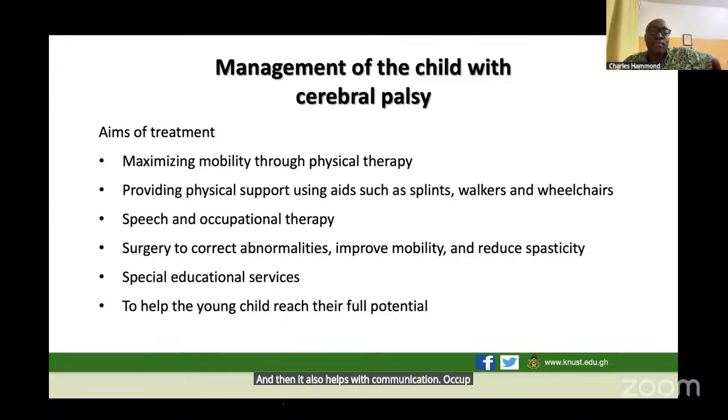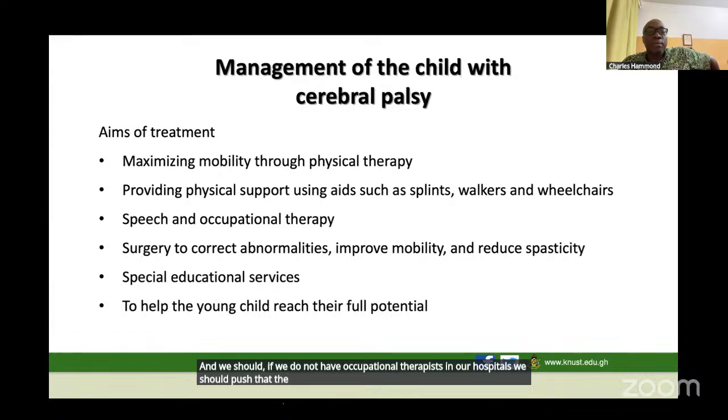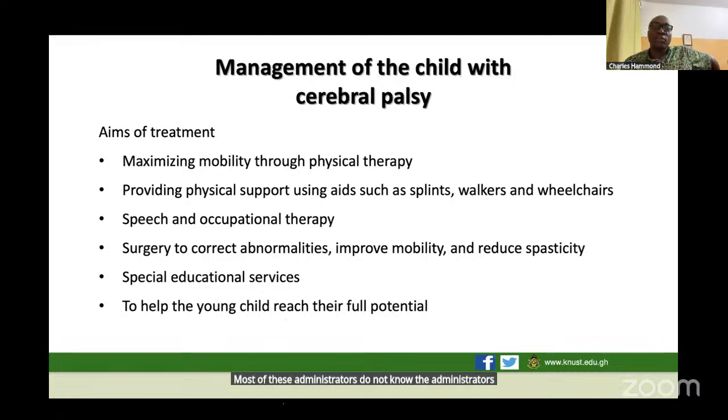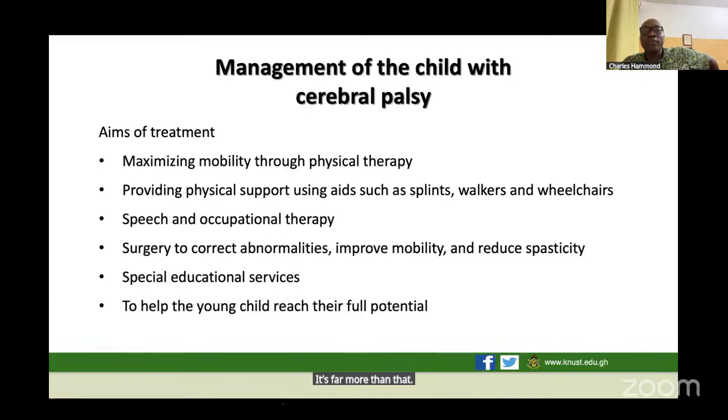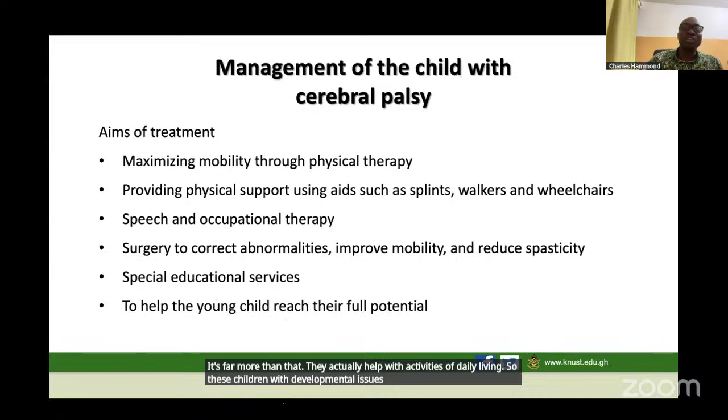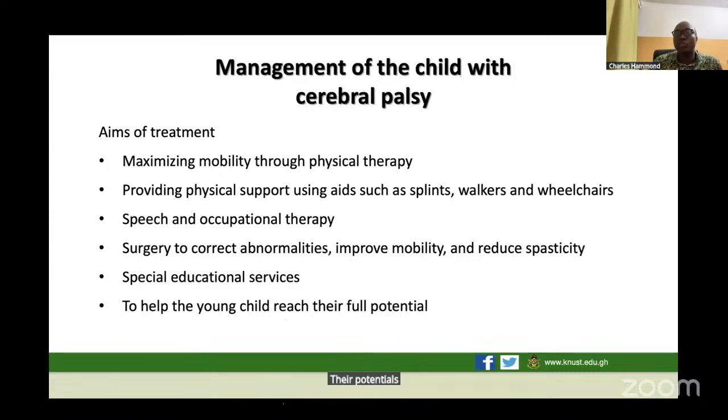Occupational therapy is very important, and if we do not have occupational therapists in our hospitals, we should push that the ministry post people with occupational therapy in our hospitals. Most of these administrators do not know the essence of the therapy, so they might think that occupational therapy is physiotherapy of the hand. It's far more than that. They actually help with activities of daily living. So these children with developmental issues are trained to cope and to be able to live with their disabilities, use how best they can use their potentials to express themselves and then to also cope with activities of daily living.